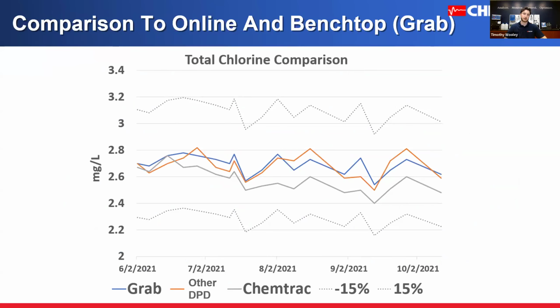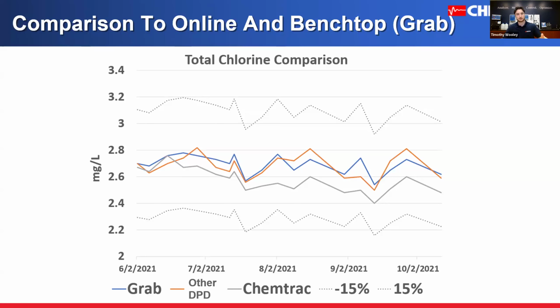This is a graph that's showing how these perform. In this example, it was a 4-month test, and the unit was calibrated at the start and then allowed to run, and no further calibrations were performed again. In this example, our unit, which is shown in this gray line in the center here, stayed well within the 15% range required by the EPA method 334. And that 15% range is demonstrated by these dotted lines here above and below. We have another DPD unit shown in this orange right here. And then we have the grab sample shown in blue.